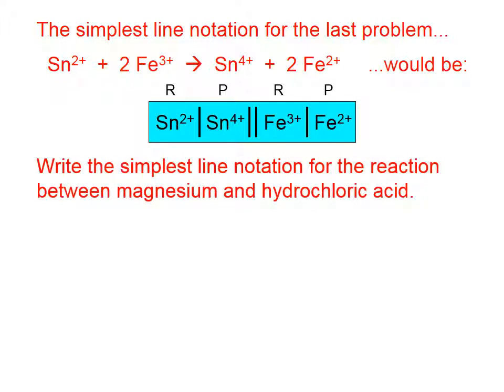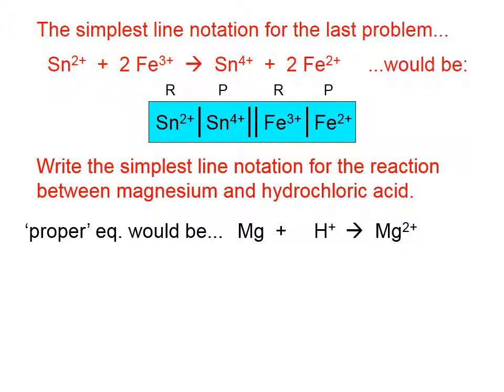Let's write the simplest line notation for the reaction between magnesium and hydrochloric acid. Now, hydrochloric acid is a strong acid, so if we are writing a proper equation, we would write the hydrogen ion and the chloride ion separately. If you've had any experience with this at all, you might realize that the chloride ion will be a spectator. The reactants will be magnesium and the hydrogen ion from the acid, and the products will be the magnesium ion and hydrogen gas. And then we would balance this with a 2 in front of the H+. Notice that atoms balance and charges balance.